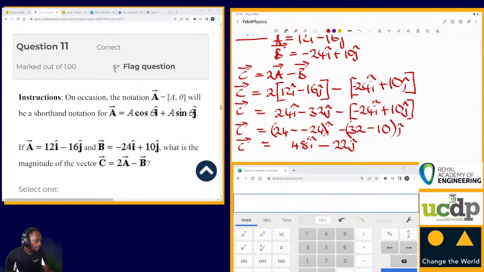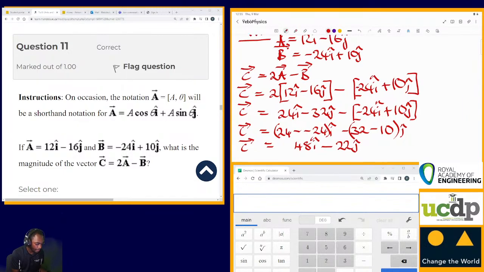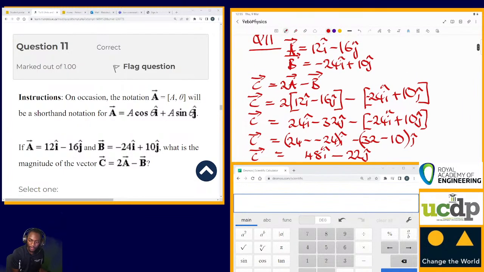So if you're on Teams, you can unmute and share with us your comment, or you can simply type it. If you're on YouTube, you can also simply type in your comment. How do we find the magnitude of vector C? All right, waiting for responses.